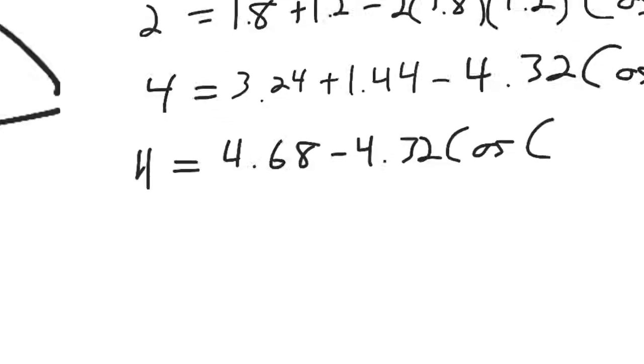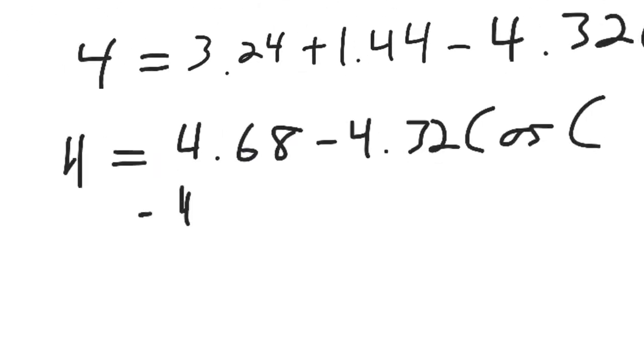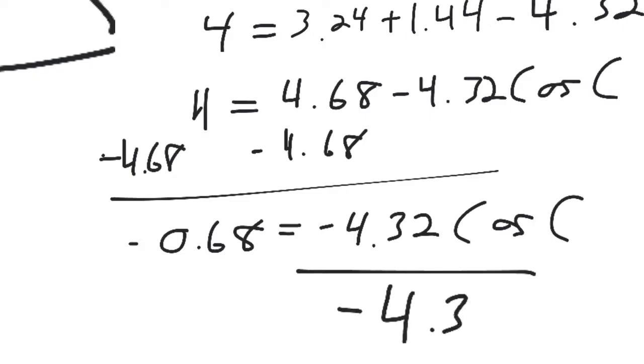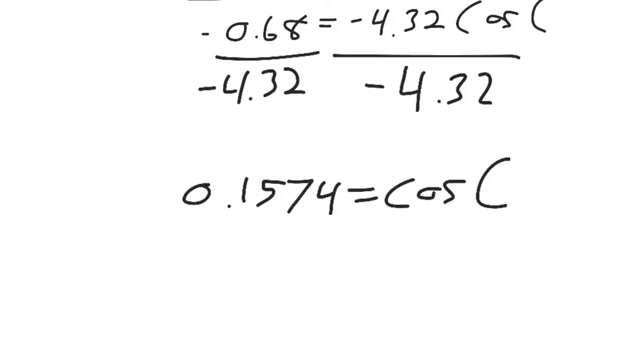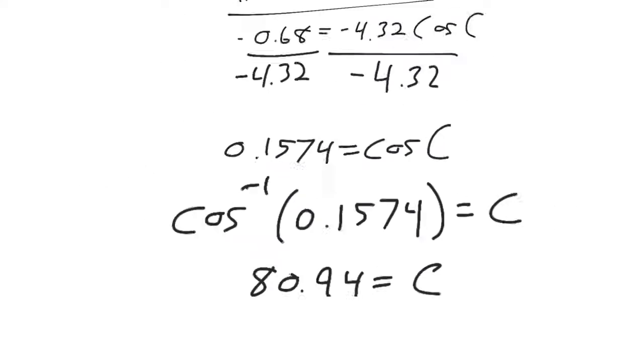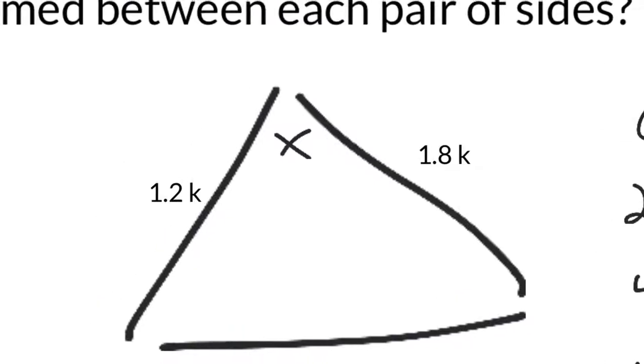Now, since we're trying to solve for angle c, we can subtract 4.68 from both sides. So now we simplified here, this negative 4.32 is multiplying the cosine c, so divide by negative 4.32 on both sides. So we get that, and then to get c by itself, you use inverse cosine. So you just need a calculator for that. So we got 80.94 degrees right here.